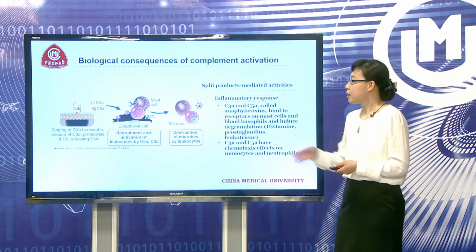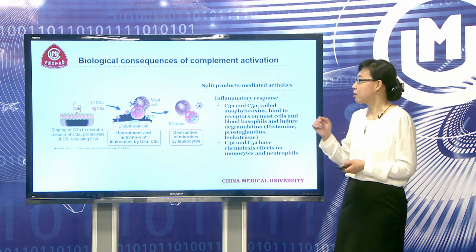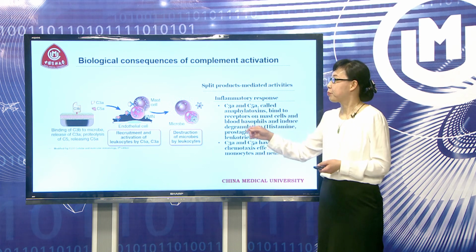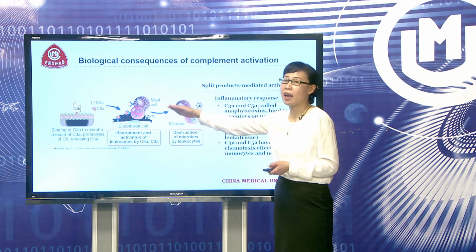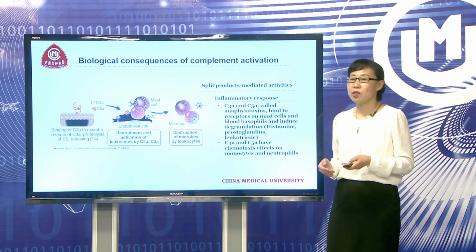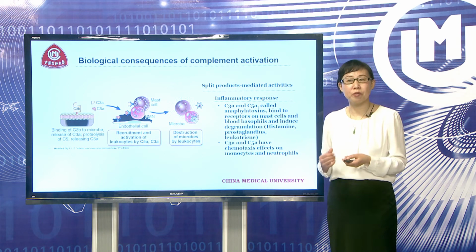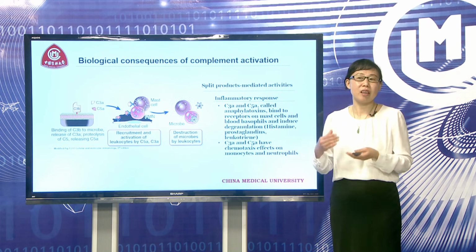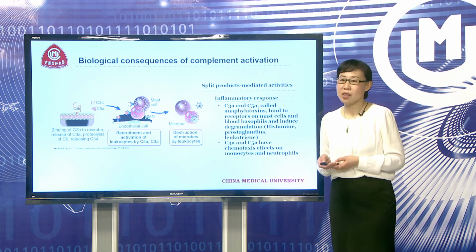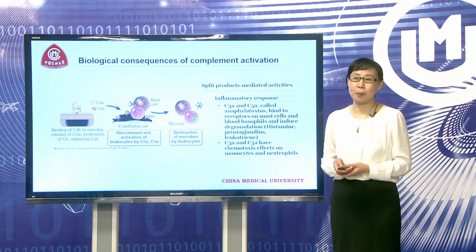And these two kinds of cells express a receptor, which is called complement receptor. Their complement receptor combines with C3a and C5a. So after their binding, the mast cells and blood basophils will be activated and induce the degranulation. So they cause the inflammation. C3a and C5a also can cause the allergic symptoms.